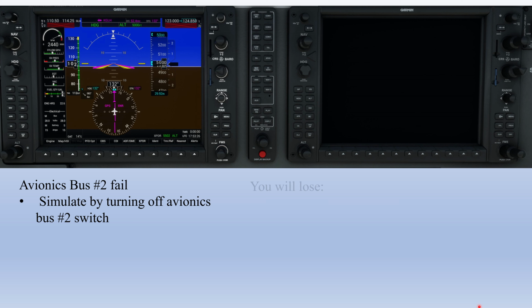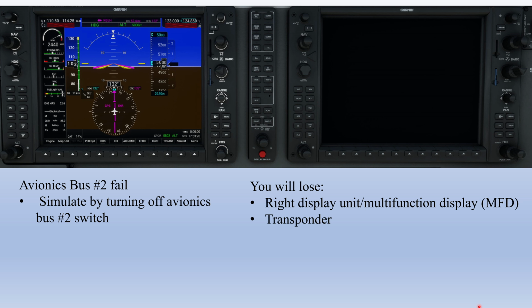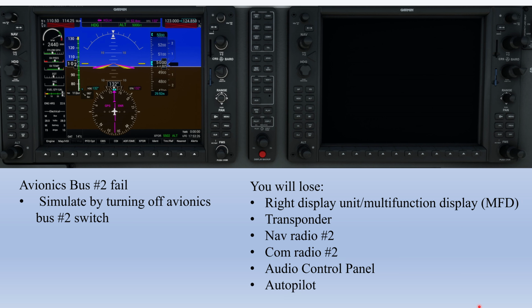If we lose Avionics Bus number 2, we're going to lose our right display unit or our multifunction display, our transponder, although I'm not sure this is emulating correctly right now in Flight Simulator, nav radio number 2, comm radio number 2, and the audio control panel. So if we have switched over to comm radio number 2, we're not going to be able to talk to anybody. So it's a good idea to keep your comm radios in comm radio number 1 and just use comm radio number 2 to listen into ATISs and things like that. And then we will also lose the autopilot.